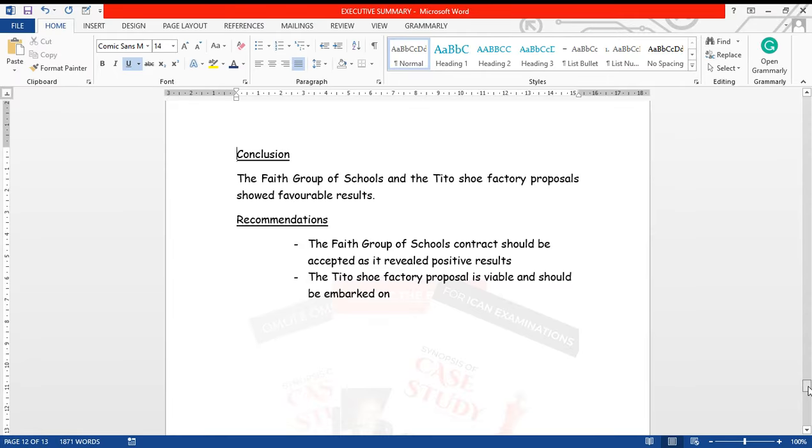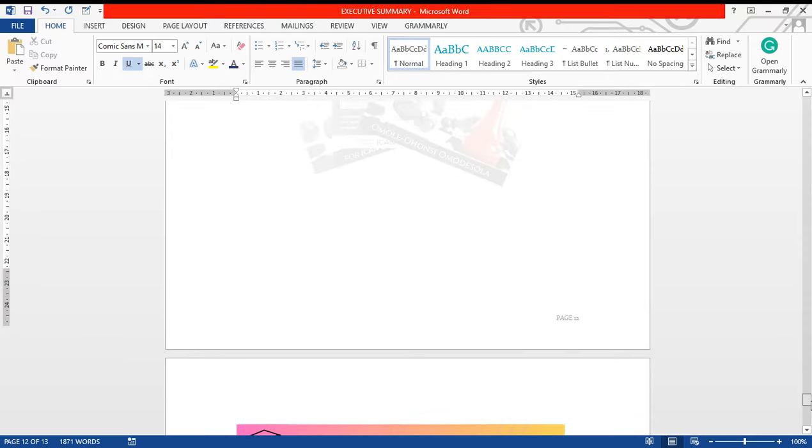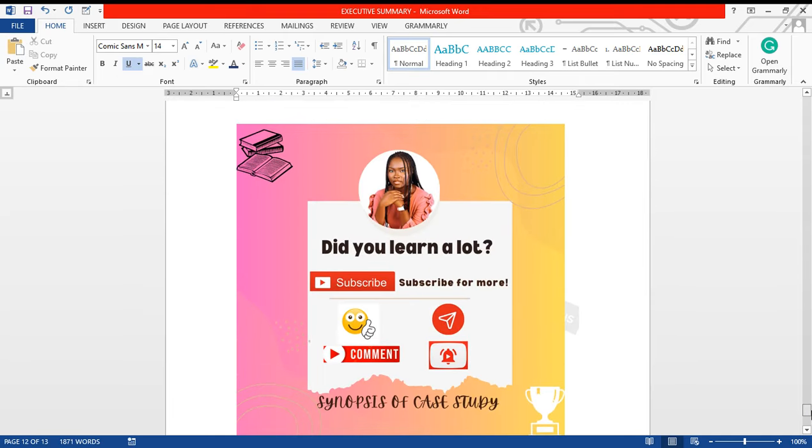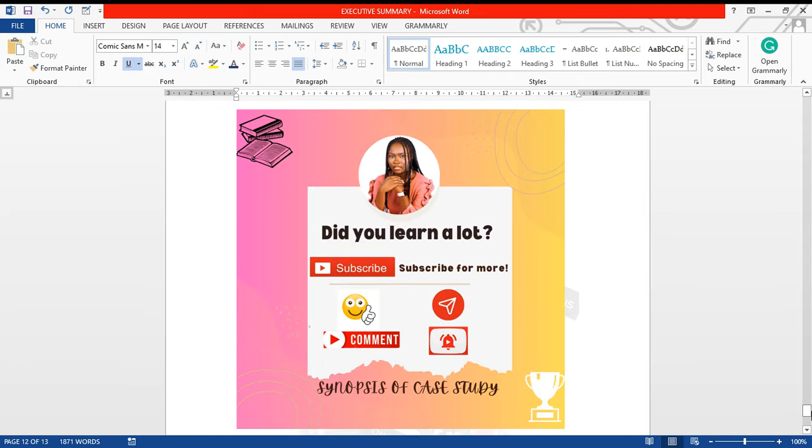So basically, that's all you need to do about internal reports and external reports. I hope you learned a lot. Did you learn a lot today? I hope you now know what an executive summary is, how many pages it should be, what is required of you if you're writing an internal report, what is required in the executive summary of an internal report and that of an external report, and two practical examples as well.